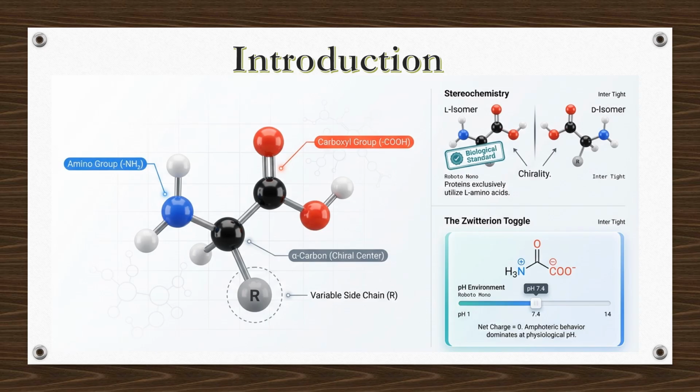D-amino acids do occur in nature, for example in bacterial cell walls and certain antibiotics, but they are not used in ribosomal protein synthesis. Chirality also gives amino acids the property of optical activity. When exposed to plane polarized light, a solution of chiral amino acid rotates the light either clockwise or counterclockwise. Understanding stereochemistry matters because it influences protein folding, enzyme specificity, and drug design.